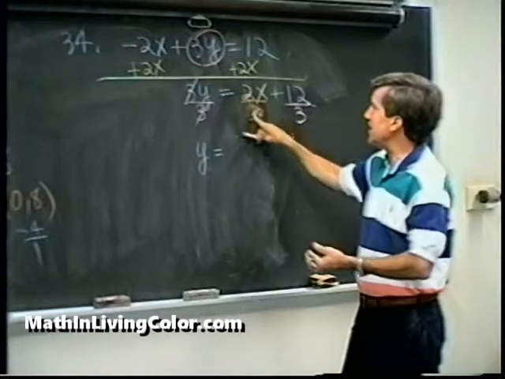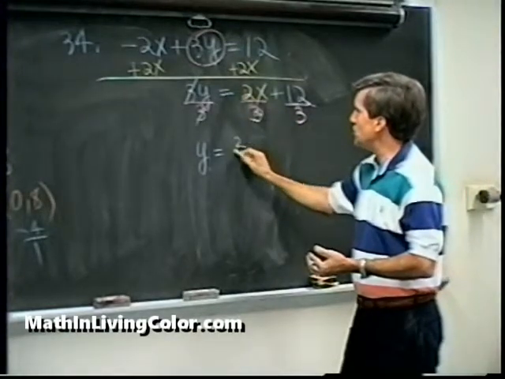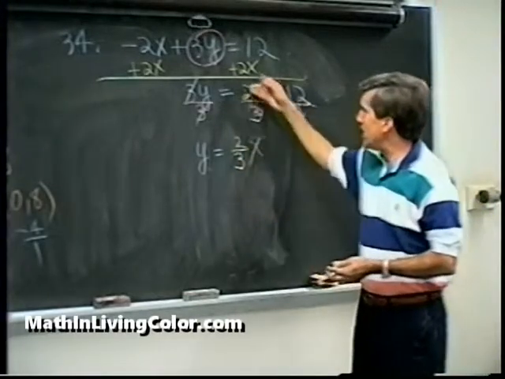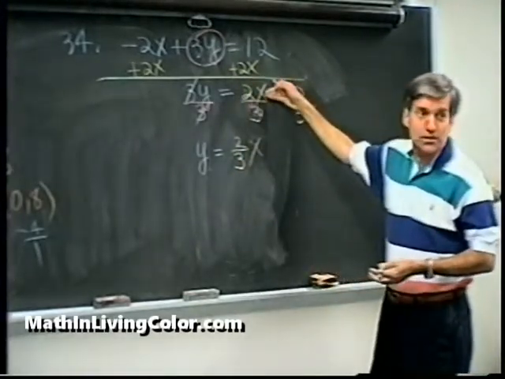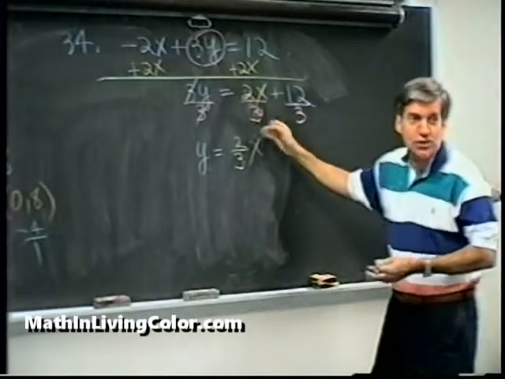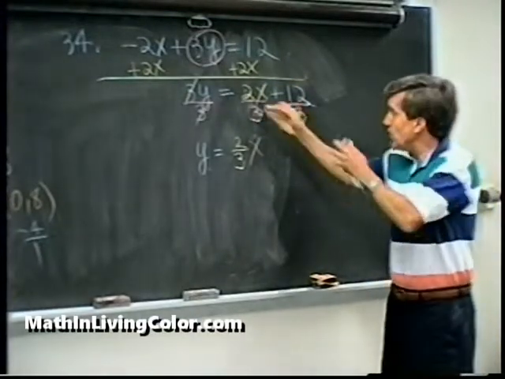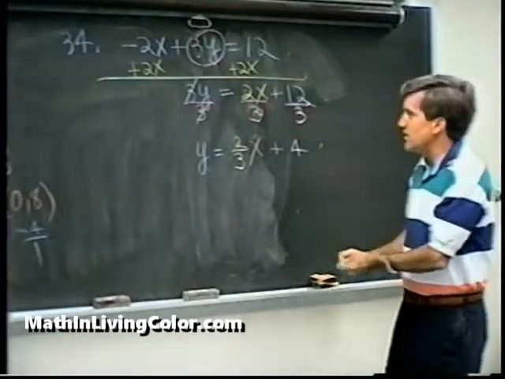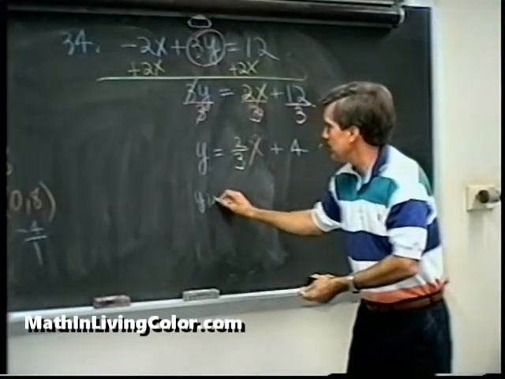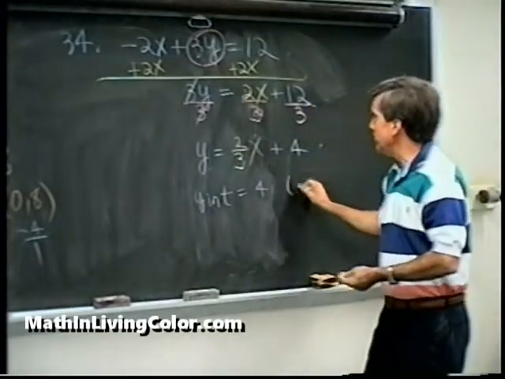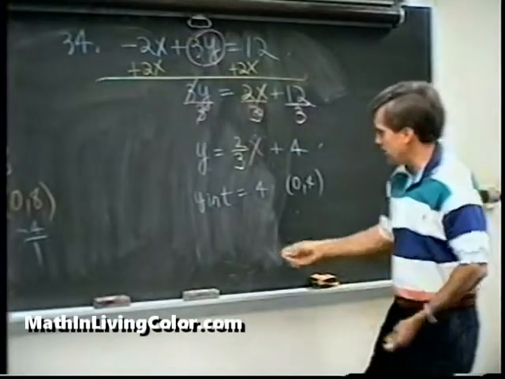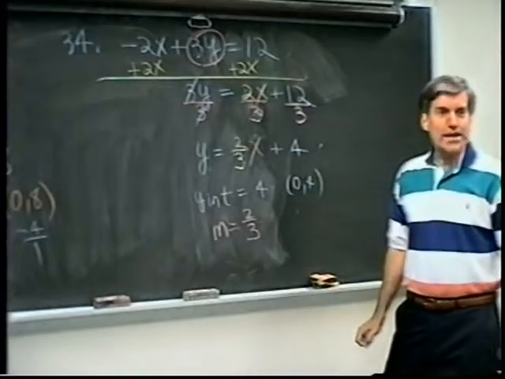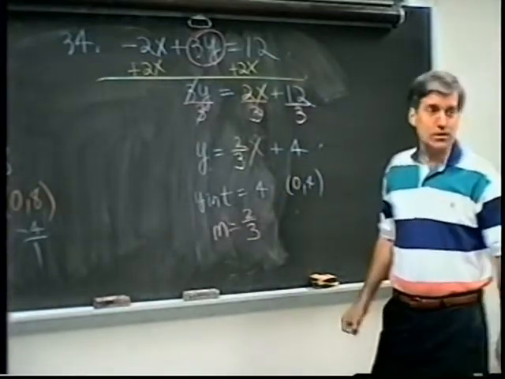2x over 3. Can you write that as a fraction? Like maybe 2/3 x. Do you see why I'd want to write that? So you can see what the slope is, right? 2x over 3 or 2/3 x, and then what? Plus 4. Now, can you tell me what the y-intercept is? The y-intercept is 4, or (0, 4). And what's the slope? 2/3. Okay?